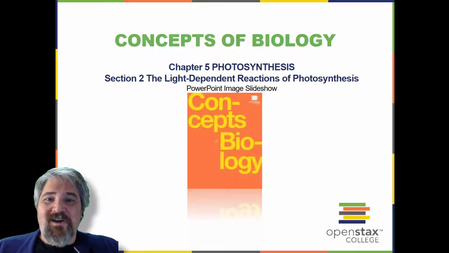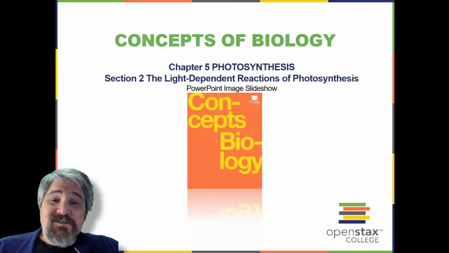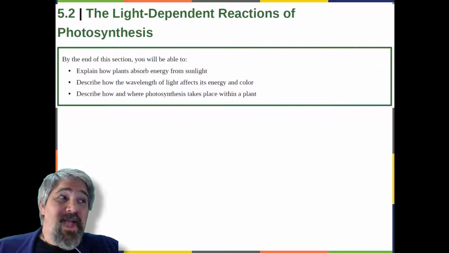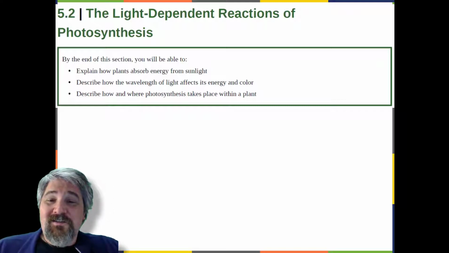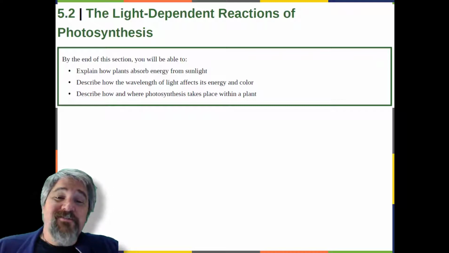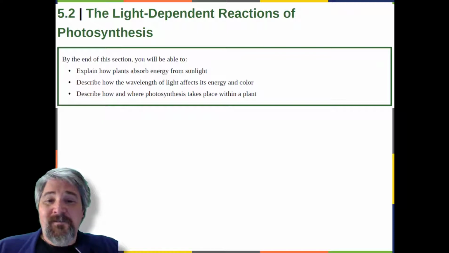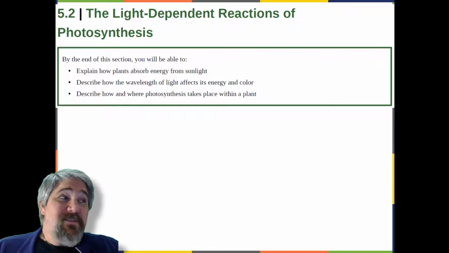Welcome back to Chapter 5. We now begin Section 2, the light-dependent reactions of photosynthesis. By the end of this section, you will be able to explain how plants absorb energy from sunlight, describe how the wavelength of light affects its energy and color, describe how and where photosynthesis takes place within a plant.